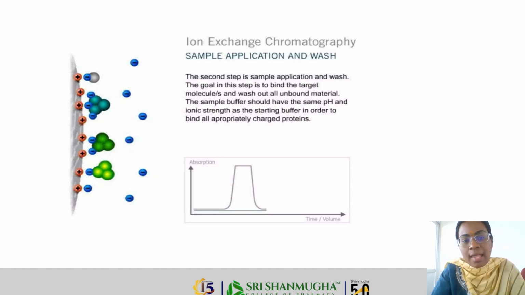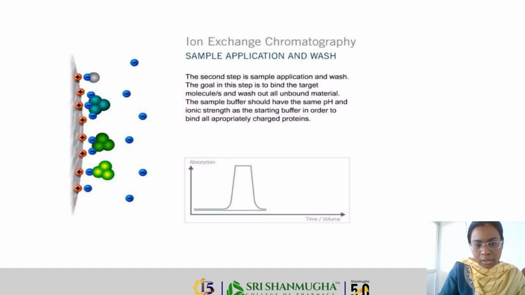The first step is equilibration, and the second step is sample application, where we apply the sample. So the second step is sample application and wash. The goal of this step is to bind the target molecules, and finally to wash out the unbound material. Only the bound material is retained, and the sample buffer should have the same pH and ionic strength as the starting buffer in order to bind the appropriately charged protein. So this is the chart of the absorption.